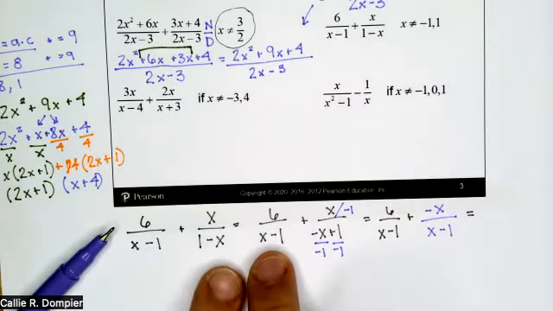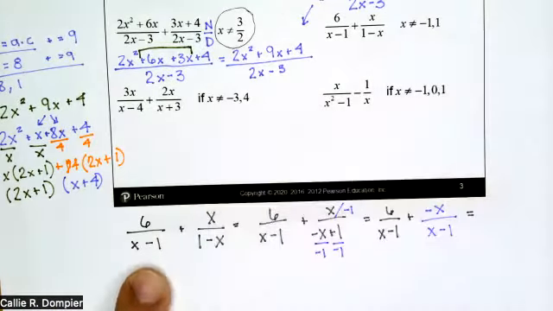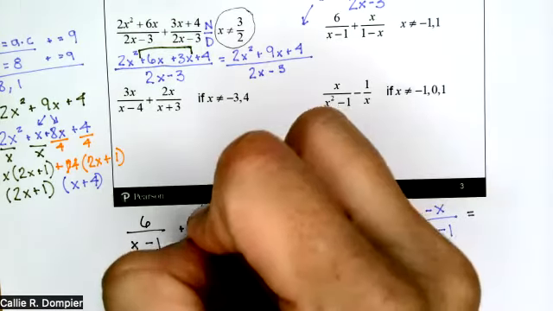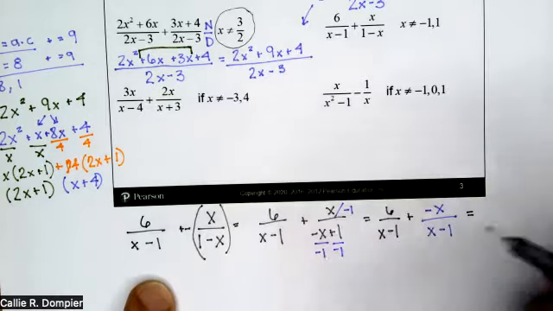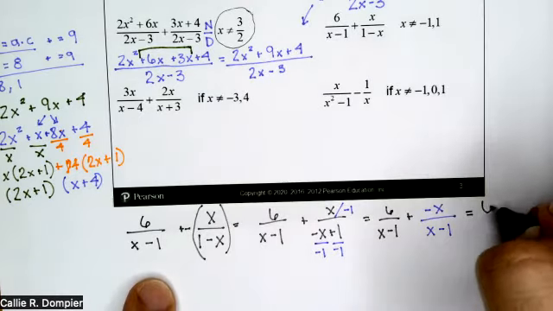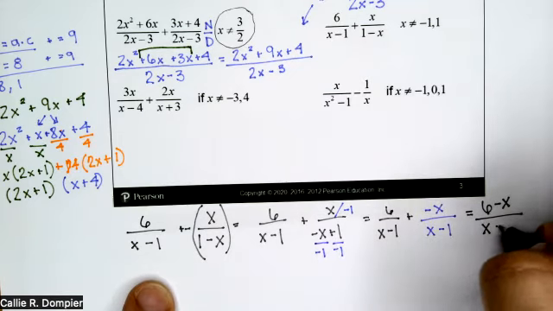If I wanted this to be common with this, I needed to make my x a negative x. So I just made all of it negative, right? It's a longer way to do it, but I made all of it negative. 6 minus x is what I have on the bottom, and I keep the denominator x minus 1.